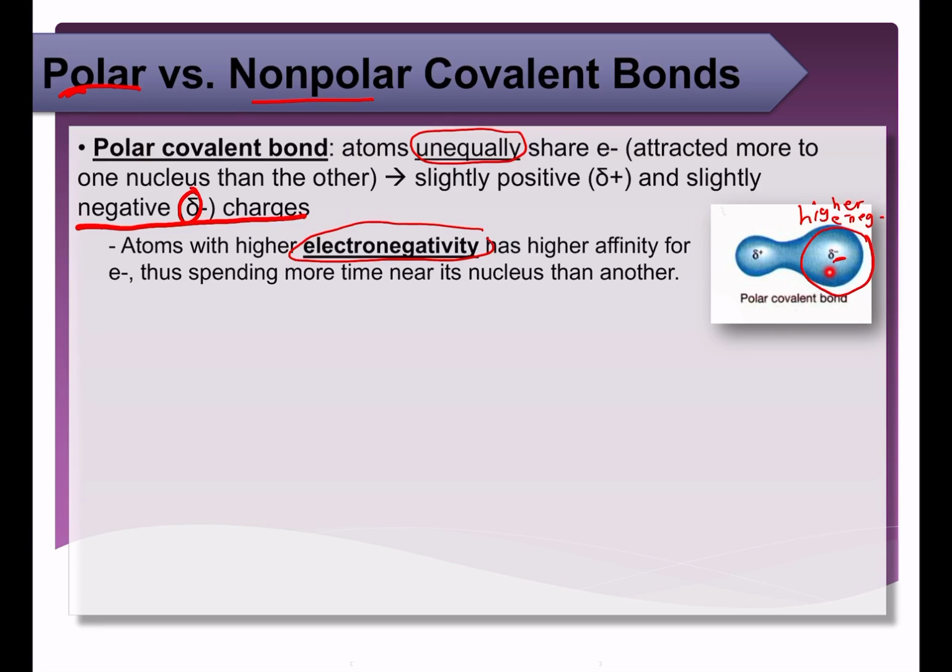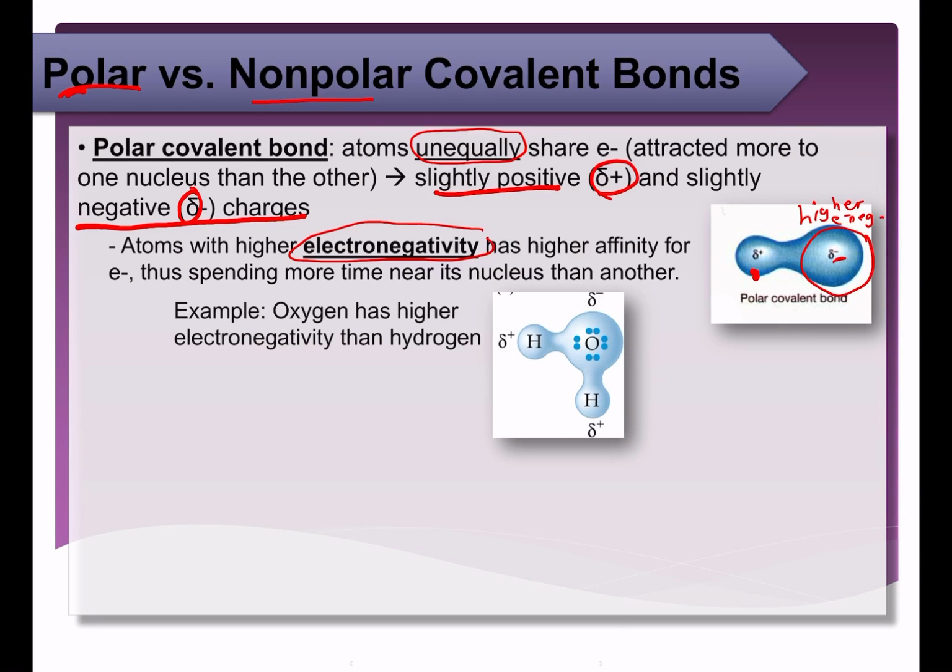Like I was saying, the atom with a higher electronegativity is more greedy with electrons. They hog them more often to themselves, and hence the electrons are less likely to be shared with this particular atom here, giving it a slight positive charge, or delta positive, because fewer electrons are hanging around that atom. A perfect example of this unequal distribution of electrons in covalent bonds, which we call a polar covalent bond, is the molecule of water.